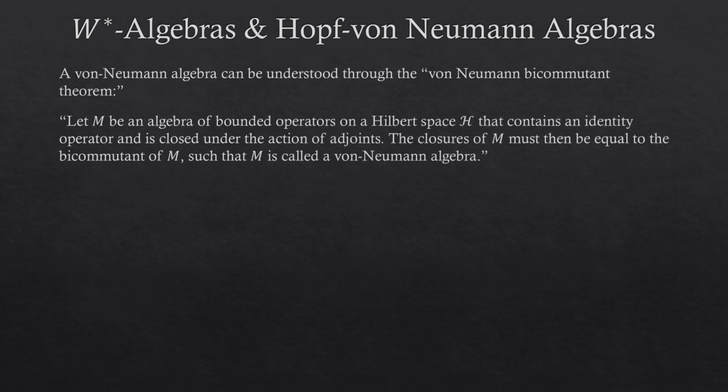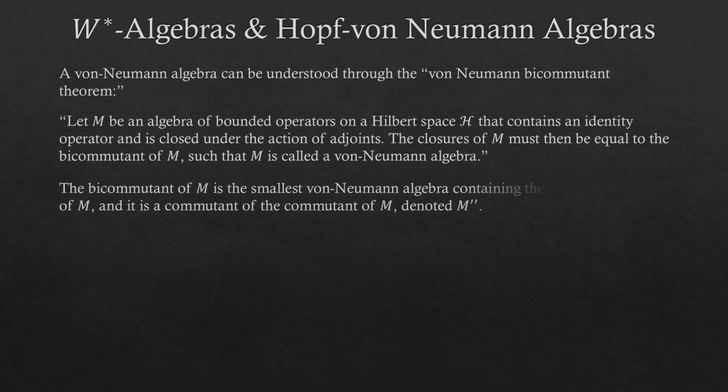Let M be an algebra of bounded operators on a Hilbert space H. So we can think of differential operators that normally would be unbounded on their own, but these things are intrinsically attached to the Hilbert space structure of H with the Lie group. And these bounded operators on the Hilbert space inside of this algebra contain an identity operator that is closed under the action of adjoints. So the closure of the algebra M must then be equal to the bicommutant of M. And that means that M is called a von Neumann algebra.